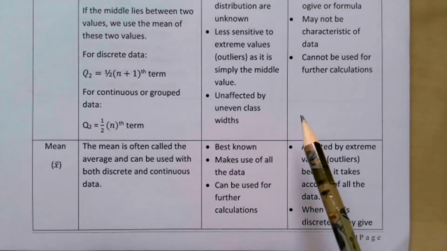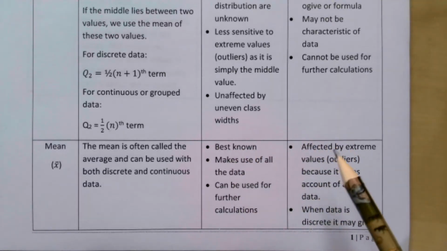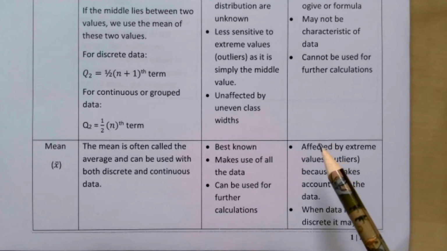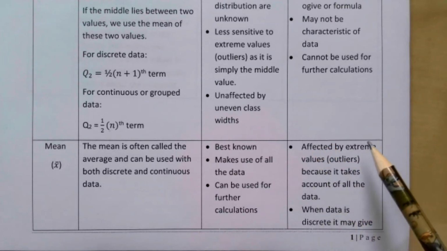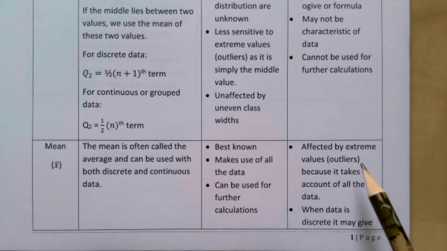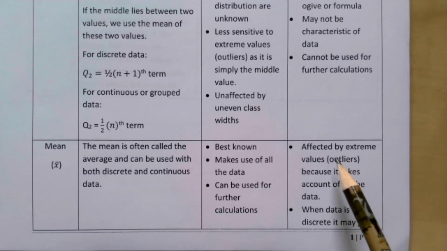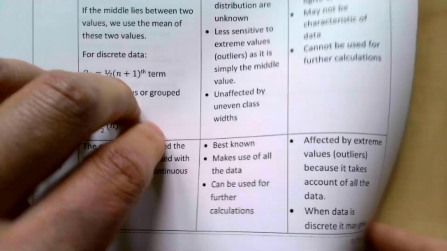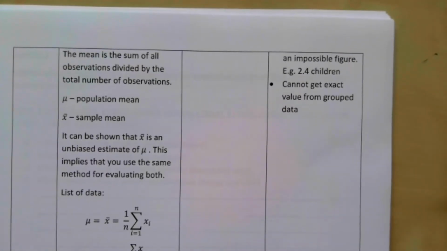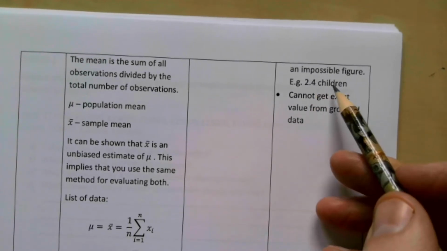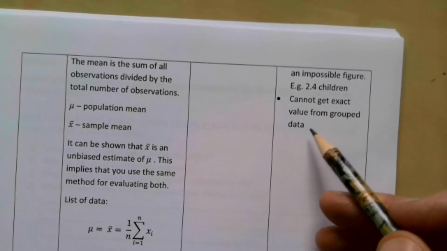Say, for example, you guys all do a test and you all score about 20 to 25% on it. However, one person scores 95. Then if you work out the mean, that extreme outlier, the person who scored 95, really sort of wrecks that data, and that's what it's talking about there, because it takes account of all the data. When the data is discrete, it may give an impossible figure, for example 2.4 children. You can't get the exact value from group data.